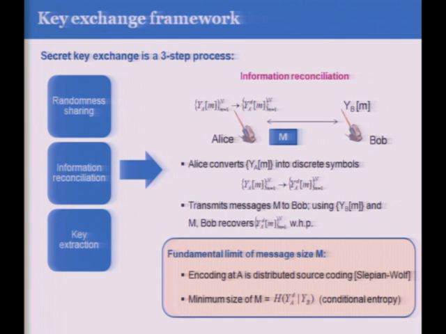So if you look at it, Alice has to send just enough messages to Bob such that with these messages and with its own symbol vector, Bob can get back the discrete symbol set of Alice, and this is nothing but a distributed source coding problem. And so, using the Slepian-Wolf result, you can come to the conclusion that the minimum size of the messages M that Alice must send to Bob is given by this conditional entropy term.